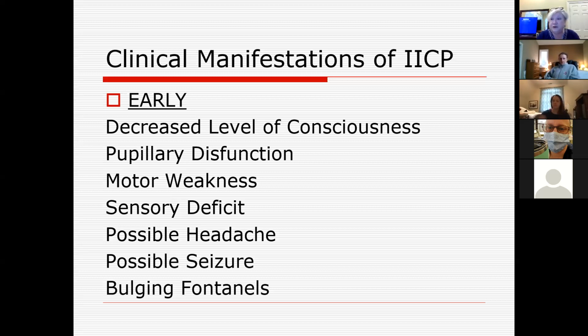You might have a seizure. In the early signs, very few people have seizures. It's less than 10% who have seizures early. And in infants, bulging fontanelles are very common. It is a very classic sign in the infant to have a bulging fontanelle. But the number one sign is a change in the level of consciousness.